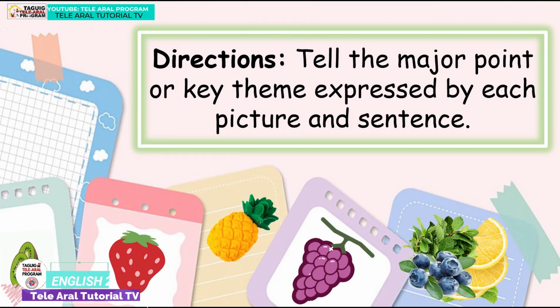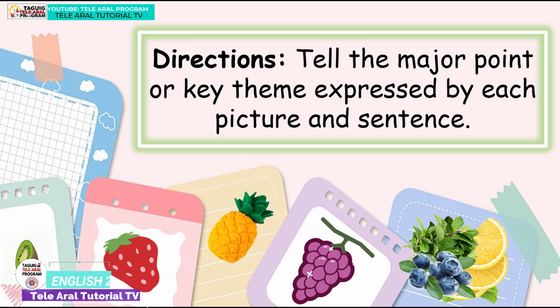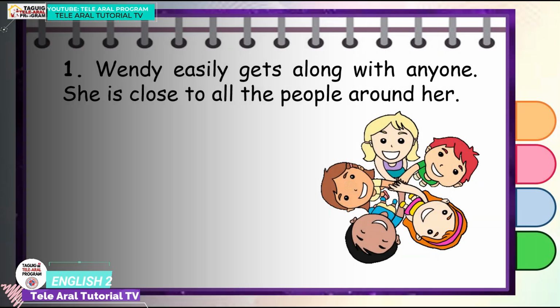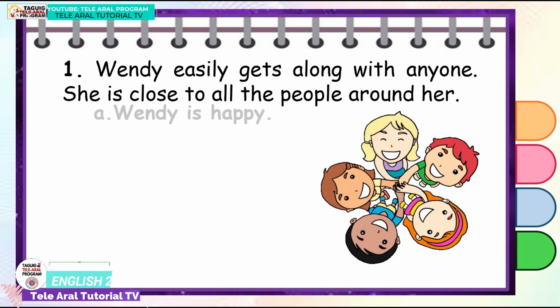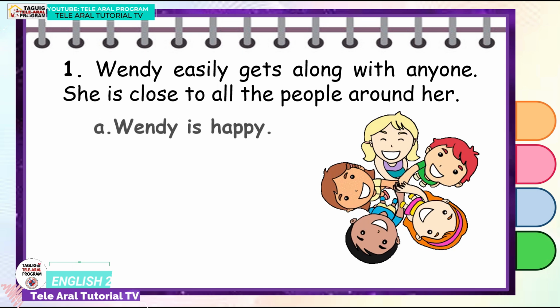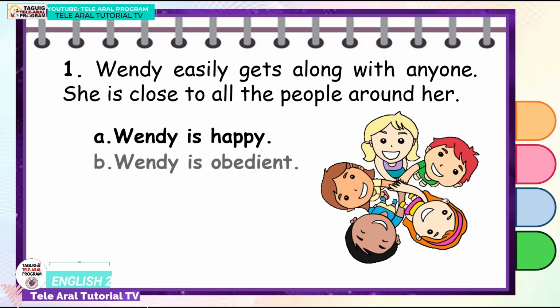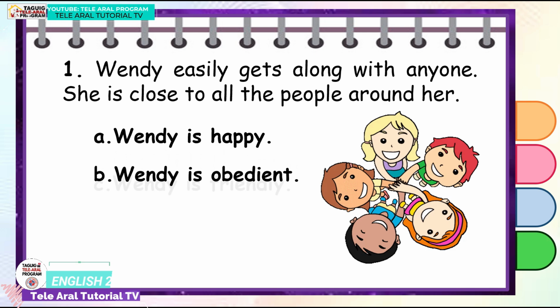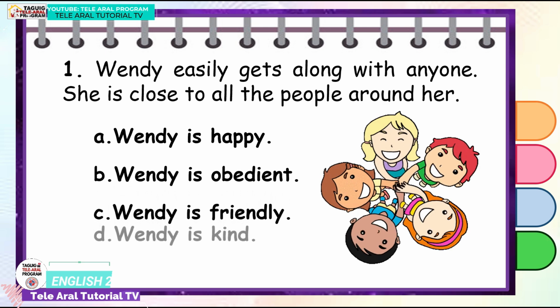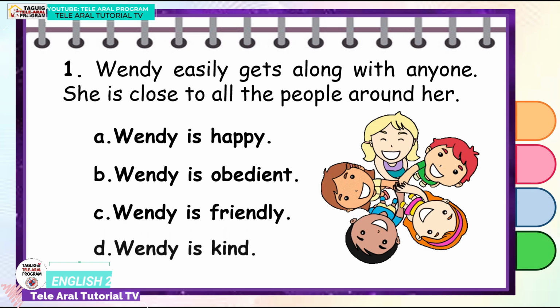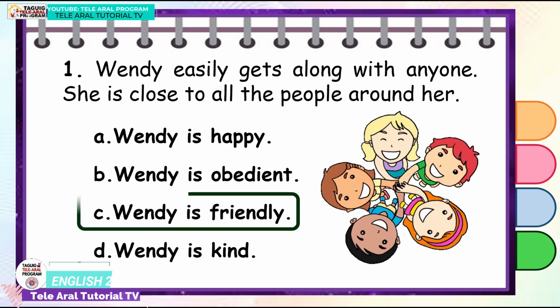Direction. Tell the major point or key theme expressed by each picture and sentence. Number 1. Wendy easily gets along with anyone. She is close to all the people around her. A. Wendy is happy. B. Wendy is obedient. C. Wendy is friendly. Or letter D. Wendy is kind. The answer is letter C. Wendy is friendly.